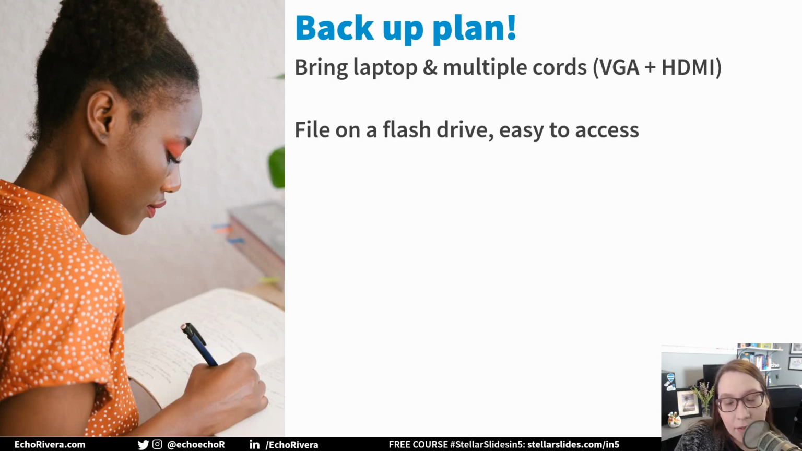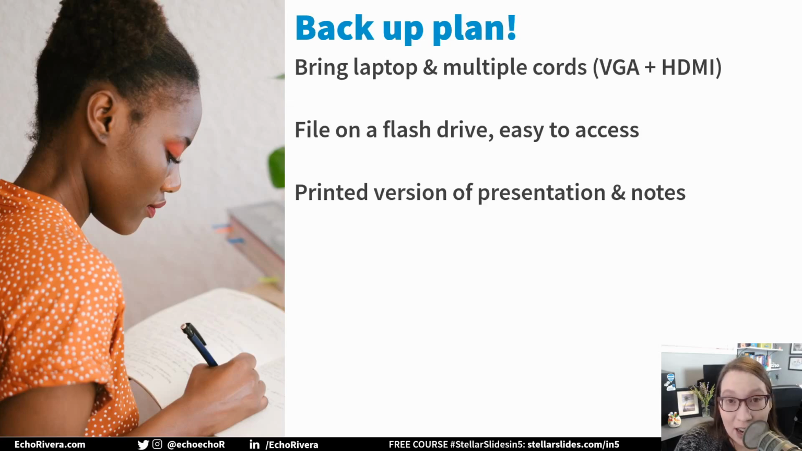Another thing is have your file on a flash drive and easy to find. Again, assume there's going to be no internet when you get there. So don't have it just sitting there on Dropbox or in your email, because what if you can't download it or access it? So just have it on a flash drive and then you're good to go.